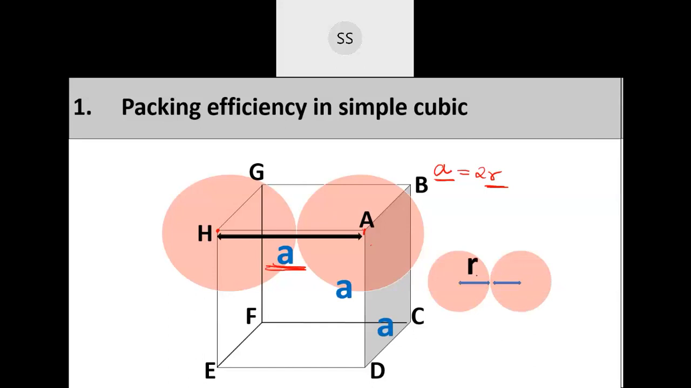This distance is r, even the other distance is also r. So this total value of A will be r plus r, that is equal to 2r. You can even do it here also. This is r plus r, this whole distance.